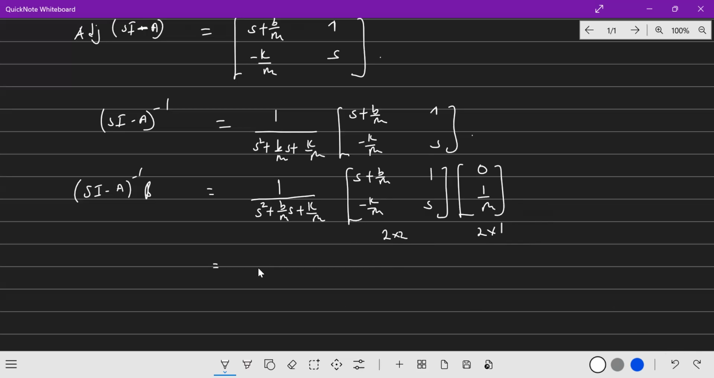So you have, this guy is still following us. Hey, let's not forget about him: S squared plus B over M, S plus K over M. Okay, and then this by this is 0 plus this by this 1 over M. So here you just get 1 over M, isn't it? 1 over M as a result of multiplying this row and that column. Now here negative K over M multiplied by 0, and then S multiplied by 1 over M. That is S over M, isn't it?